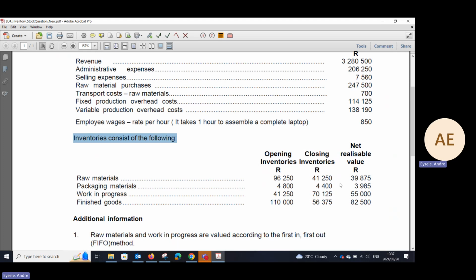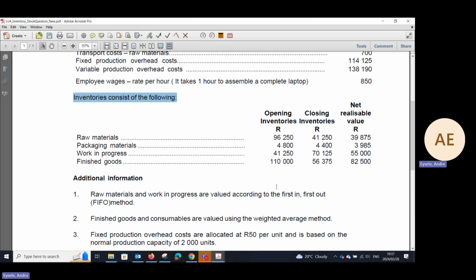As you also know, IAS 2 measures inventory at the lower of cost and net realizable value, so that we don't over cost, or there's not an item or a cost that is more than what it will realize in a normal sale. So the net realizable value is given to you on an item by item basis.